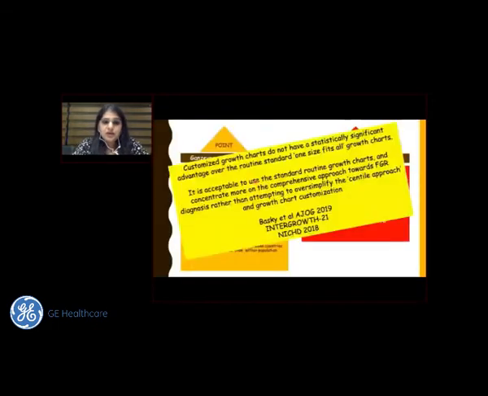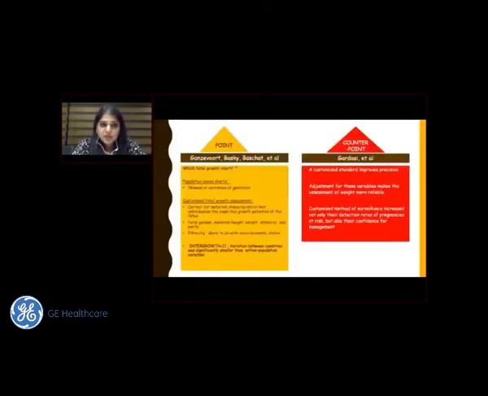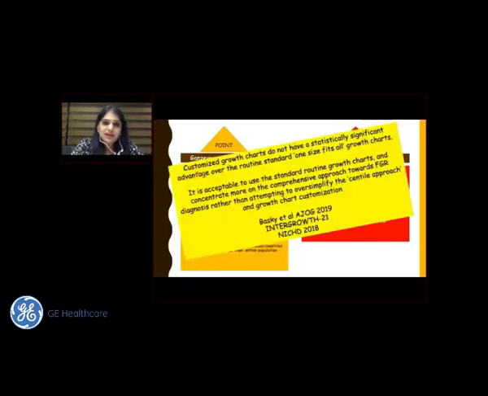Okay, so this was actually an argument between the Baske and Beheshad group and Gardosi, and I would like to acknowledge Dr. Bijoy sir for his help for this. And just to summarize in the last line, customized growth charts do not have a statistically significant advantage over the routine standard one-size-fits-all growth charts.